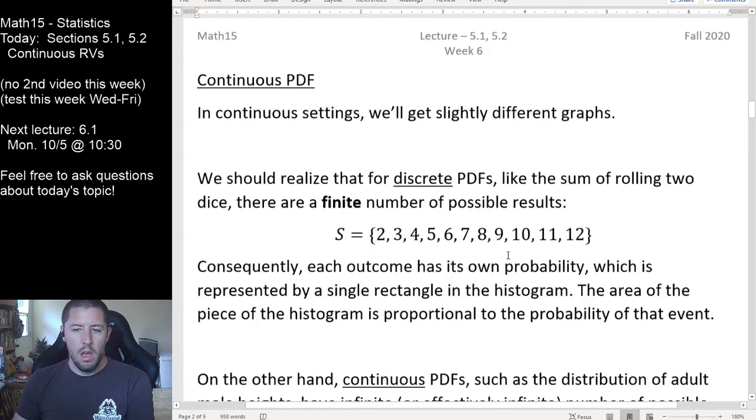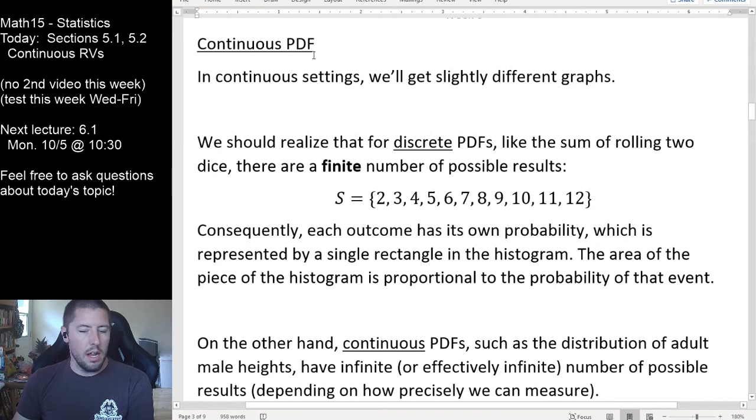In a continuous probability density function that we want to think about, we want to see the graphs and see how our graphical ideas relate to the same graphs that we just saw a second ago. What we want to realize is that when we are talking about discrete probability functions, like the ones that we just saw with the rolling of the dice, there is only a finite number of possible results. You can only get a 2 through 12 and whole numbers only, right?